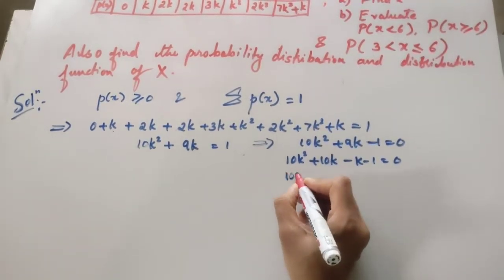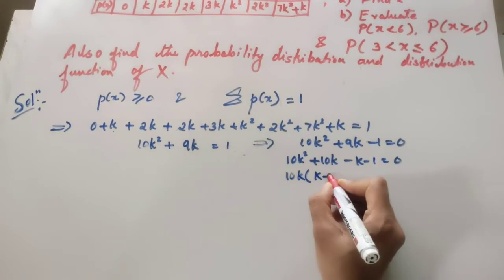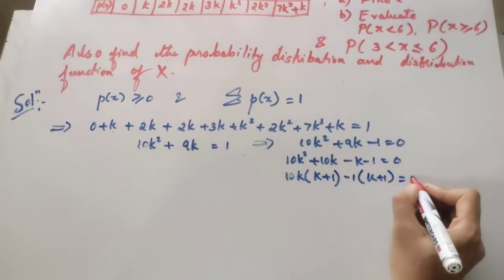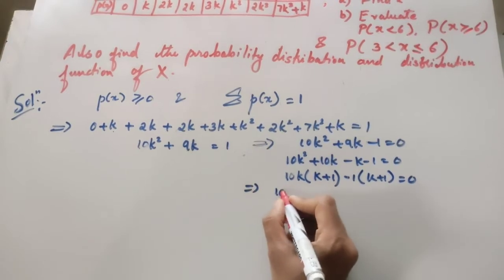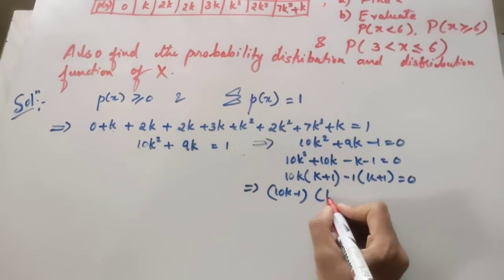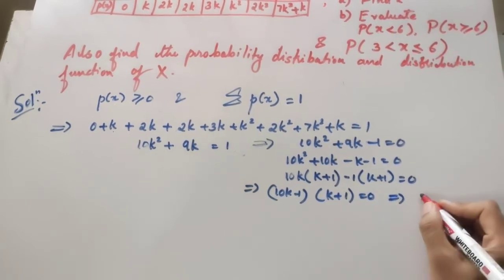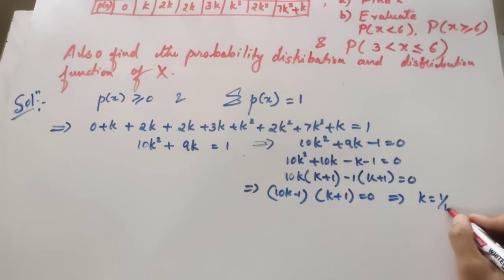Taking 10k common from the first two terms, 10k times k plus 1, and taking minus 1 common from the others, minus 1 times k plus 1, equal to 0. So this implies 10k minus 1 into k plus 1 is equal to 0. This gives the value of k equal to 1 by 10 or k equal to minus 1.